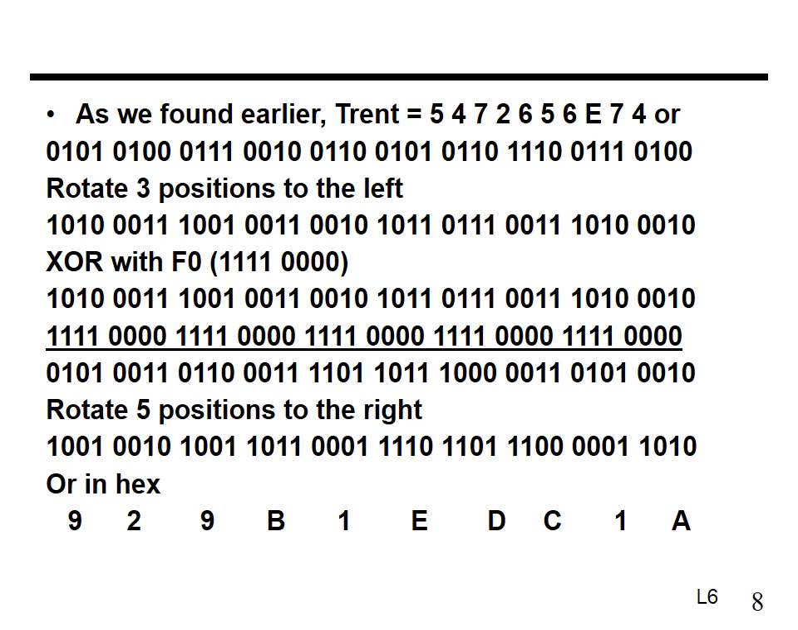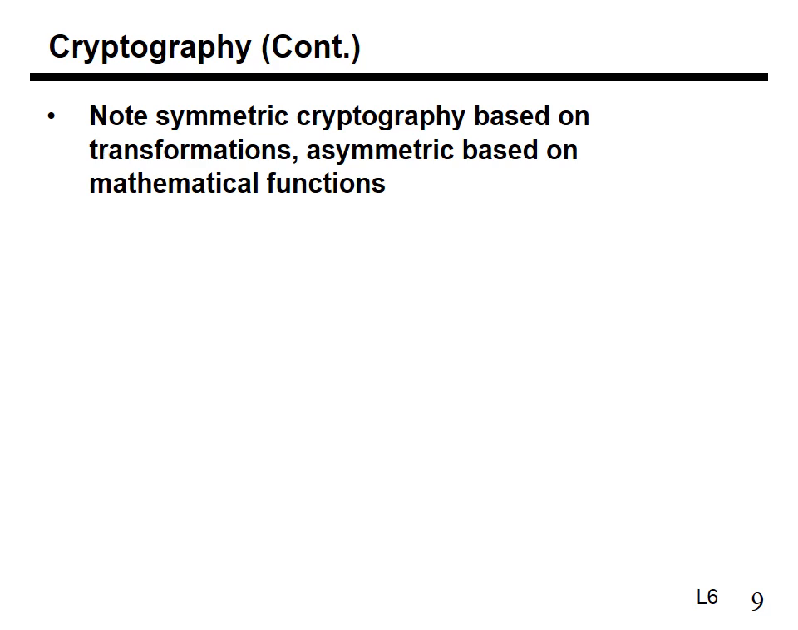So our hex value for our encrypted value for Trent would be 92 9B 1E DC 1A, and of course we get that from using our chart to convert between binary and hexadecimal. So symmetric cryptography is based on transformations, rotating, and XORing, and asymmetric is based on mathematical functions.